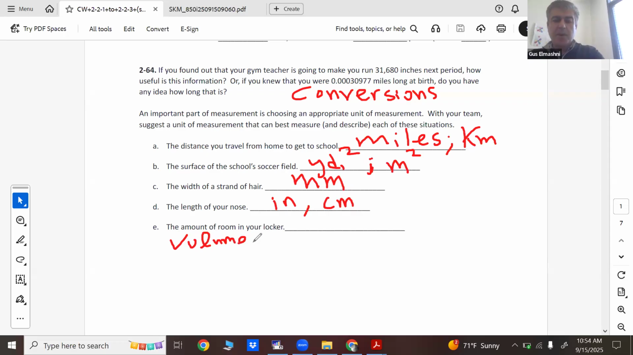Now your locker is kind of like a box, right? There's length, width, and height. Probably might be good to measure each of those in, yeah, like maybe it's a foot long, 2 feet tall, a foot deep. Yeah, I'd probably do cubic feet. Why'd you write volume? Because of space. Because you try to jam all this stuff in your locker.